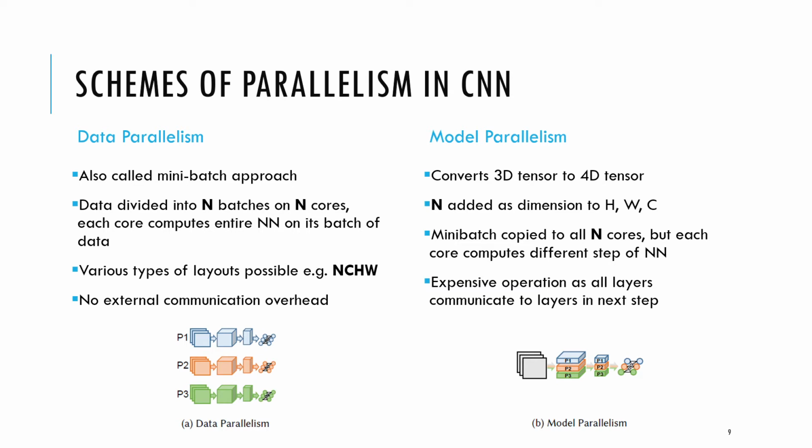Then we talk about model parallelism. So we have seen before that it's a 3D tensor in convolution neural network, and model parallelism converts it into a 4D tensor. Now it's not really a difficult leap that the fourth dimension is the n, which we talked about previously. So n is again the batch size, but each core computes different step of n. So if you see this diagram, each step is computed separately and each core computes different step.